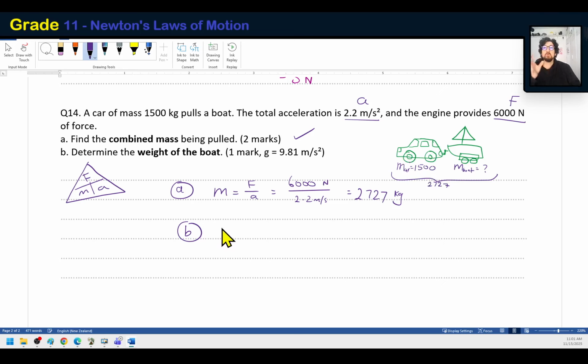Well, in order to find the weight of the boat, first we have to find the mass of the boat. So let's find the mass of the boat. Mass of the boat is equivalent to 2727 minus the mass of the car, which is 1,500, which is going to equal 1,227 kg. Now we can find the weight of the boat. Weight is equivalent to mass times gravity, which is equivalent to 1,227 multiplied by 9.81.